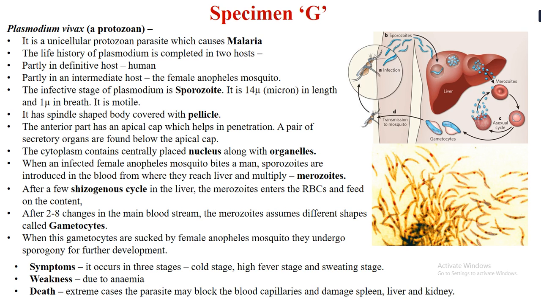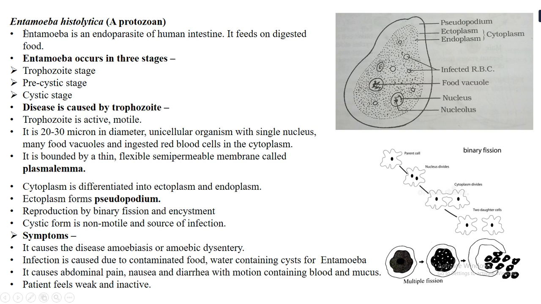The next specimen that can be kept, specimen G, is Entamoeba histolytica, which is again a protozoan. Now Entamoeba is an endoparasite, and when we say it is an endoparasite, that means it lives in the human intestine, and it feeds on the digested food that you eat. Now again, this particular disease occurs in three stages.